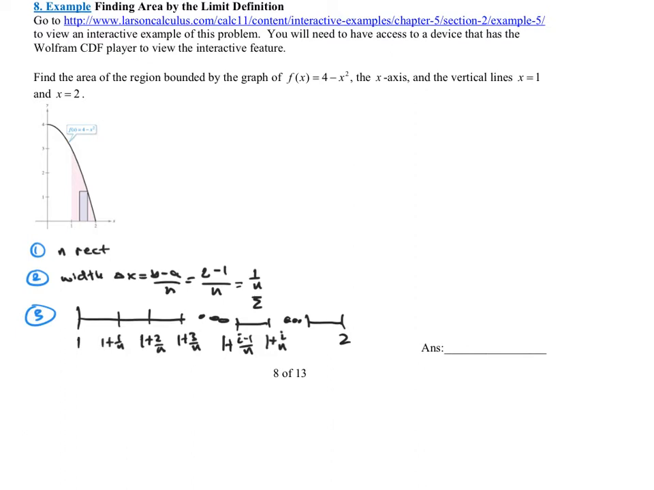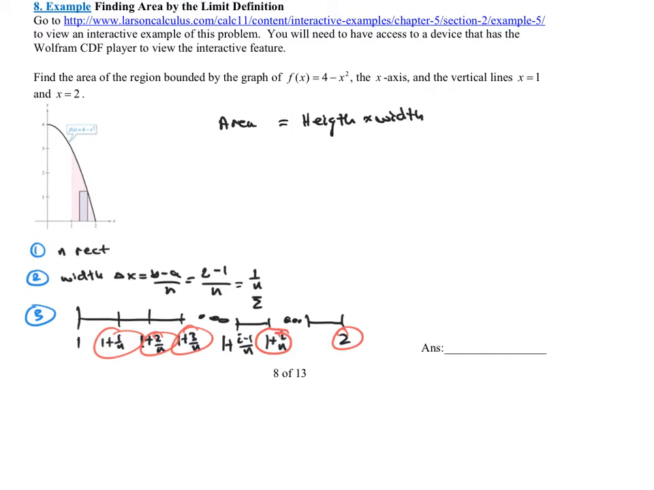Okay, so the idea is we have to pick some number between 1 plus i minus 1 over n and 1 plus i over n, and I can pick whatever number I want. Well, the easier of those two seems to be the right endpoint. So for every single one of them, I'm going to choose the right endpoint to determine the height. So now let's think about finding the area. If I want to find the area of the rectangle, what I'm going to do is always do the height times the width. Well, how do I determine the height?